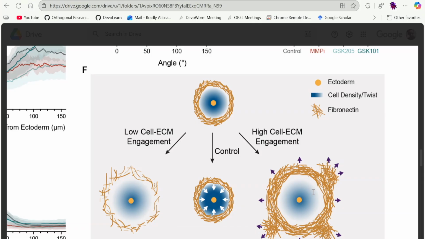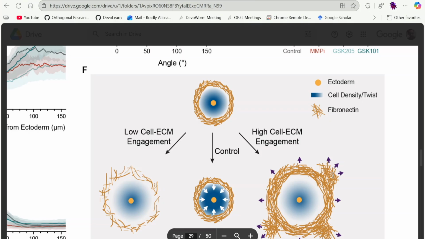So in the control, we have this pressure from fibronectin inside towards the ectoderm, and this is putting pressure on cell density. In the low cell extracellular matrix engagement, we have ectoderm cell density twist, which diffuses over distance and gets weaker as you get towards the fibronectin layer, which is then more diffuse.